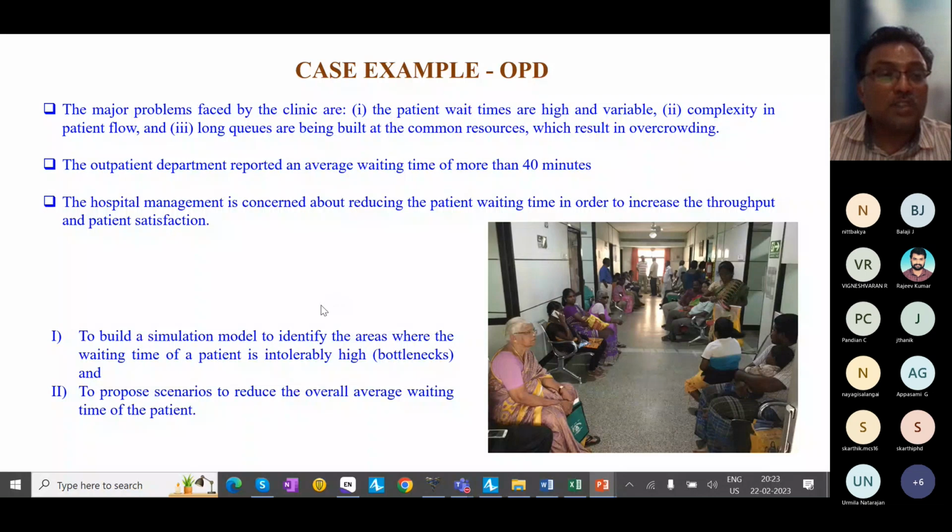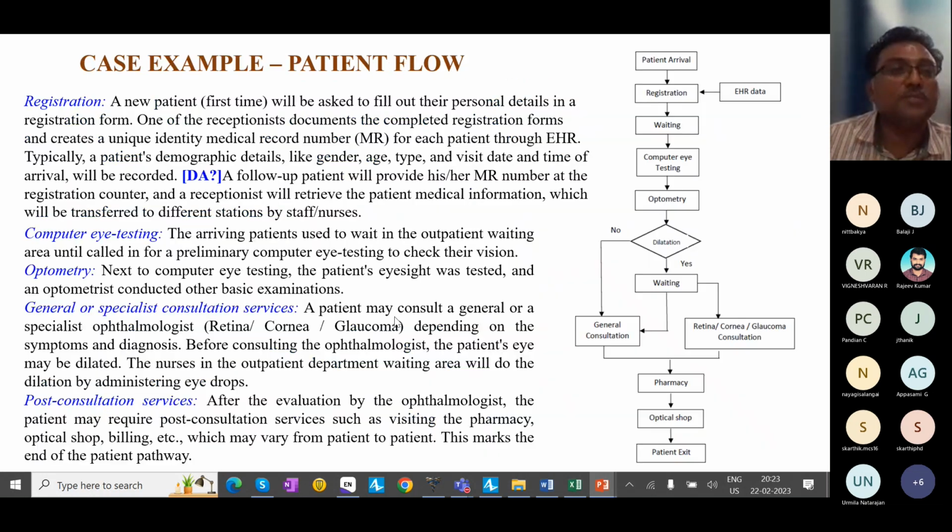And so for this requirement, we built a simulation model for this hospital. And we studied the waiting time. We validated our model with the actual system. And then we proposed some scenarios on how to reduce the wait. What I am showing on my right-hand side is a typical patient flow. So this is the first stage when you want to build a simulation model for a patient-centric healthcare setting. You have to do this.